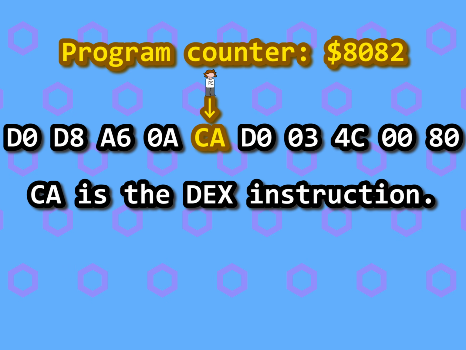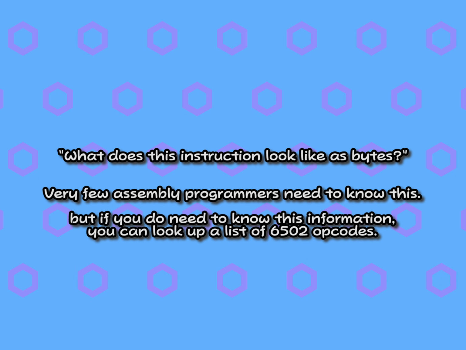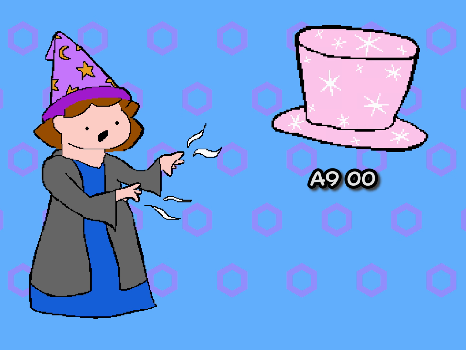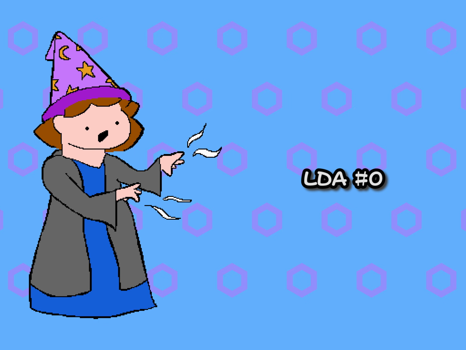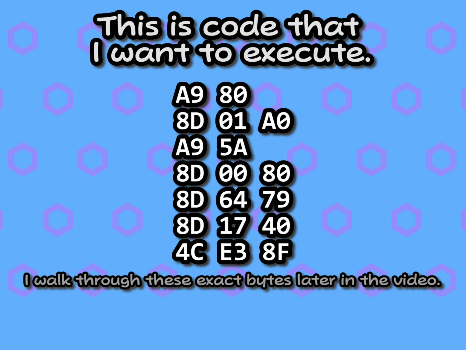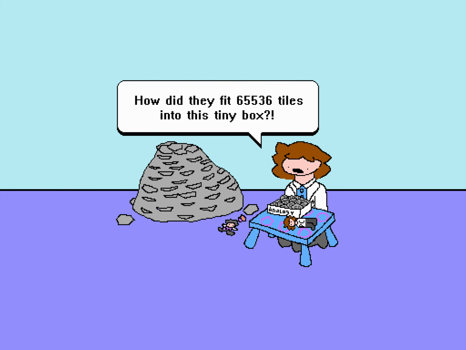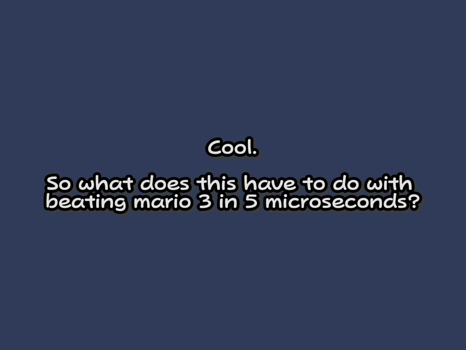These bytes form instructions. Just so we're clear, most programmers programming in 6502 assembly have probably never even needed to know what byte values correspond to what instructions. It is also not required information for this video, as I will be converting bytes into instructions for you. But we are going to be looking at a lot of raw bytes in this video, and it's worth knowing what's going on. For this video, I think the board game analogy has served its purpose. Let's start making some progress towards beating Mario 3 in 5 microseconds.